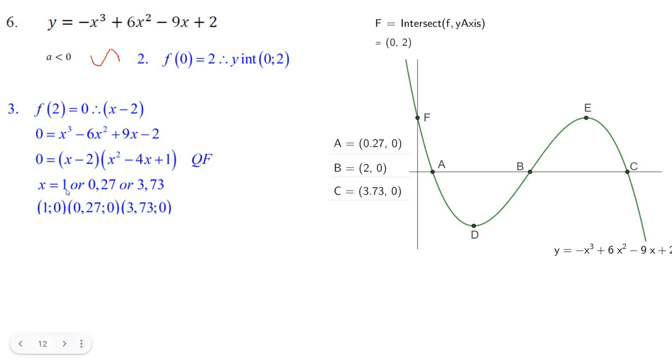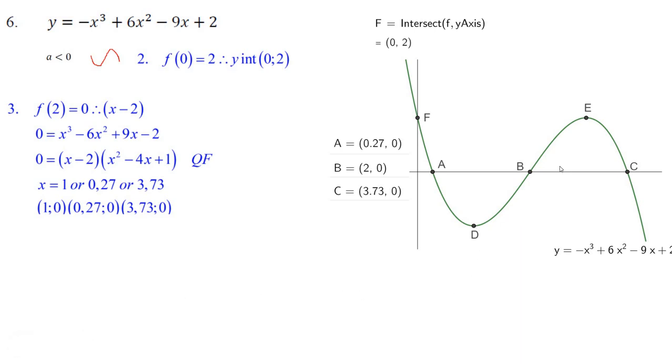2 and 0, not 1. That's a little typo there. It should be 2 and 0. X is 2. That should be 2 and 0. And this one doesn't factor. So you put b is minus 4, a is 1, c is 1 into the quadratic formula, and you get 0.27 and 0, and 3.73 and 0. When you look in Google Slides, that'll be fixed up to 2 plus or minus root 3 and 0, but I don't want to worry about it now.